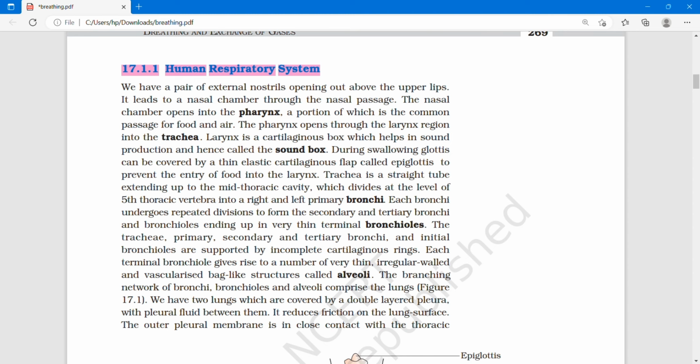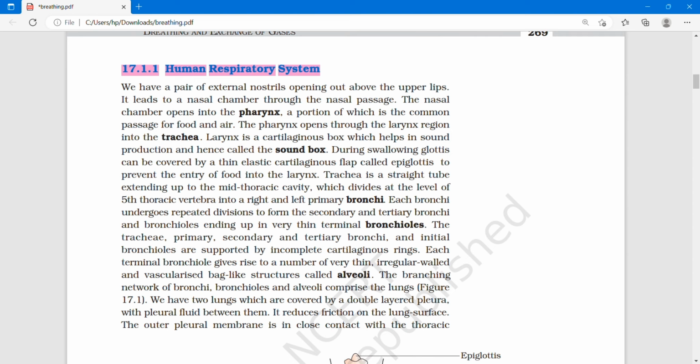Larynx is a cartilaginous box which helps in sound production and hence called the sound box. During swallowing, glottis can be covered by a thin elastic cartilaginous flap called epiglottis to prevent the entry of the food into the larynx. Trachea is a straight tube extending up to the mid-thoracic cavity, which divides at the level of fifth thoracic vertebra into a right and left primary bronchi.